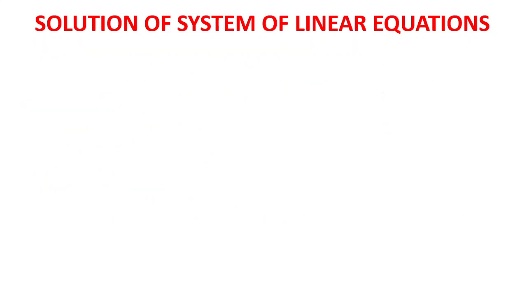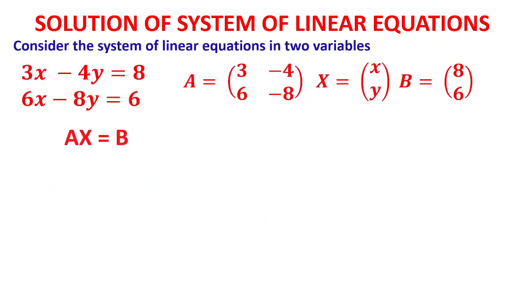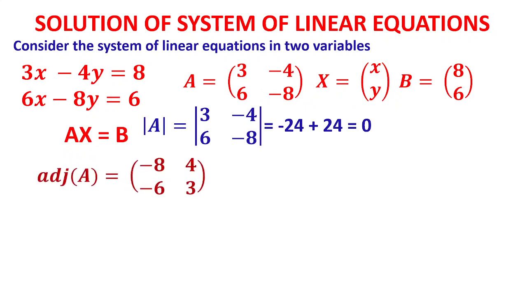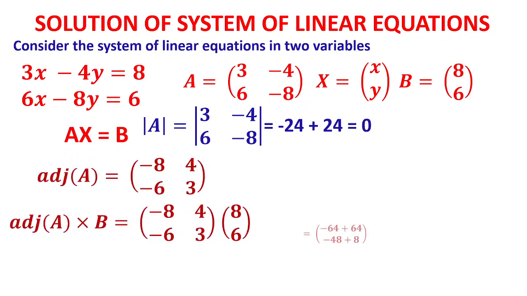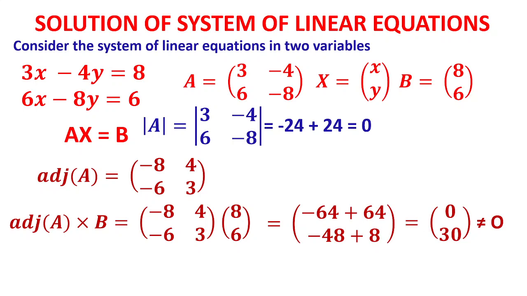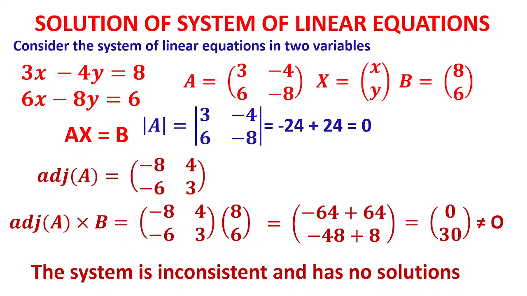Let us go to the next example. Suppose when I am finding determinant A, it is 0. I am finding adjoint A and finding adjoint A into B. Oh, to my surprise, it is coming as 0, 30. Therefore, it is a non-zero matrix. Therefore, this system is inconsistent and has no solution. But very simple. Find the determinant A. If it is non-zero, unique solution. If it is 0, 2 cases. Adjoint A into B is 0, it is consistent, many solutions. Adjoint A into B is non-zero, it is inconsistent and has no solution.